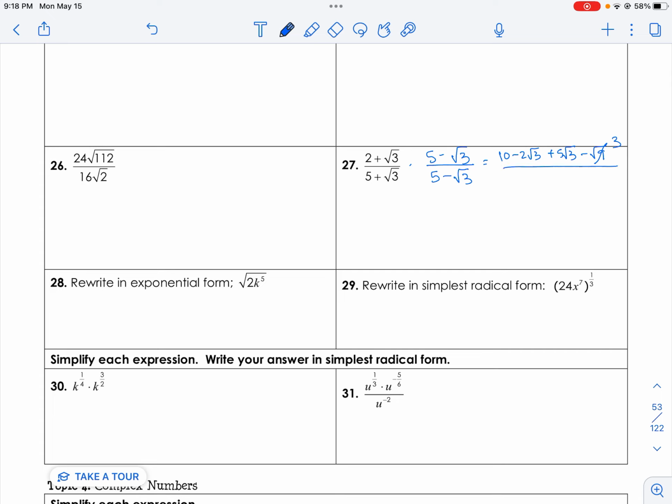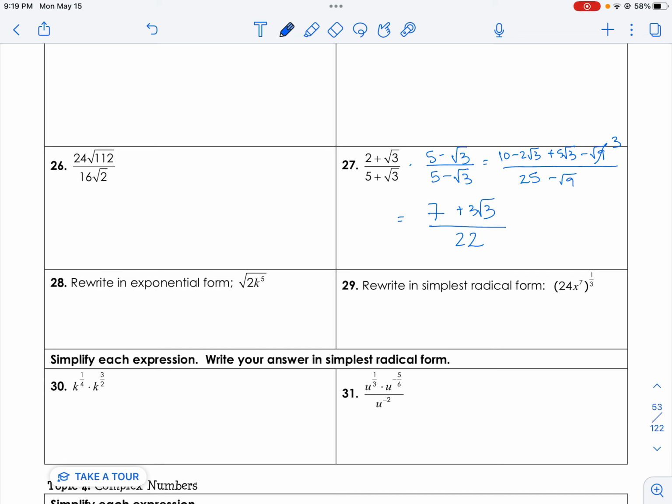Okay, divide that by 25. Middle terms cancel, plus 5 root 3 minus 5 root 3, and I'm going to be minus the square root of 9. And I end up with, let's see, 10 minus 3, that would be 7. And plus 3 square roots of 3 divided by 25 minus 3, divided by 22.